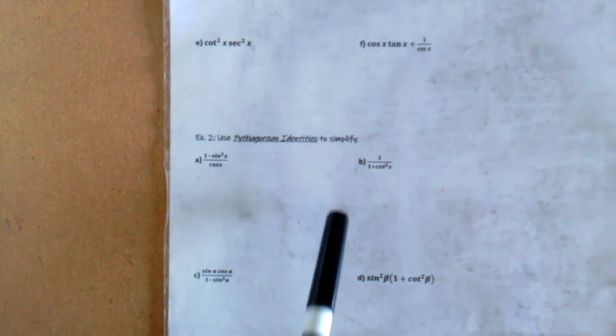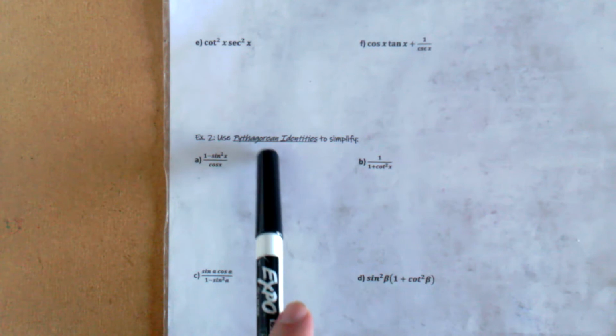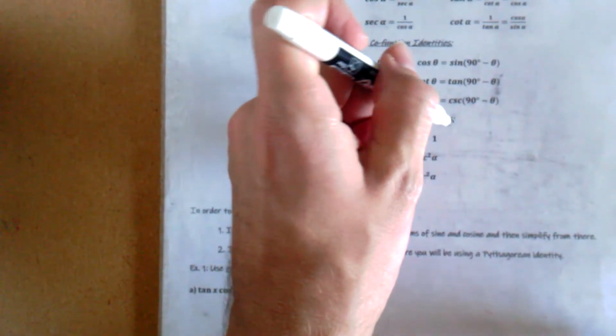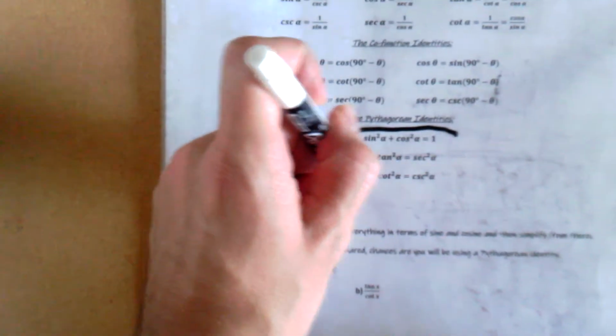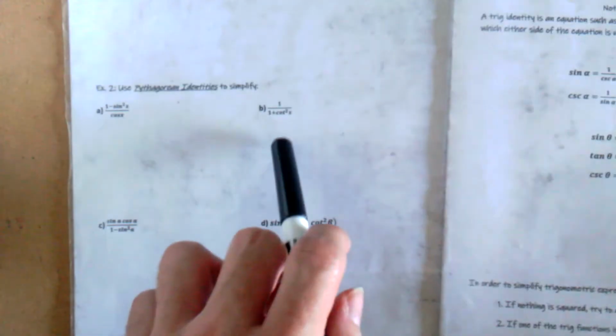In this video, we're going to look at problem B on page 52. The directions are asking us to use the Pythagorean identities to simplify 1 divided by 1 plus cotangent squared. Remember that the Pythagorean identities are on page 51 down here. So it's asking us to use these three Pythagorean identities in order to simplify this problem.